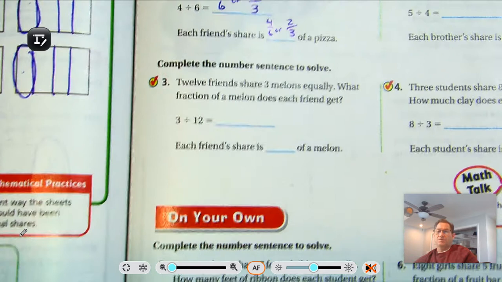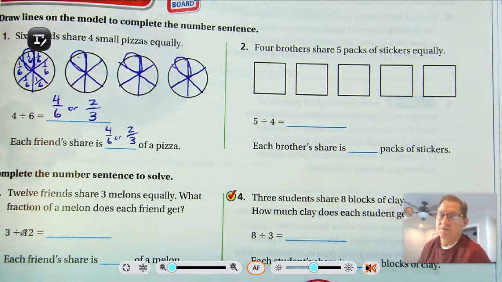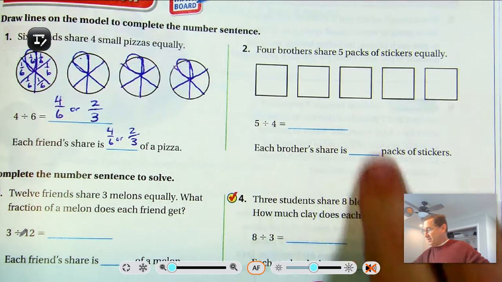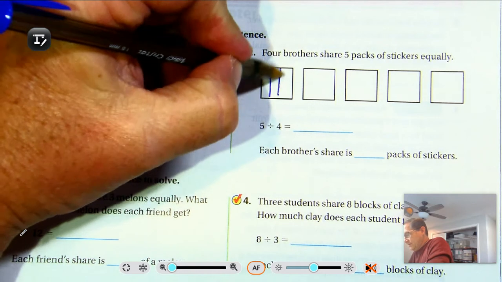And number 2, 4 brothers are going to share 5 packs of stickers equally. All right, so here's our 5 packs of stickers, and we want to break them into 4 equal sections.